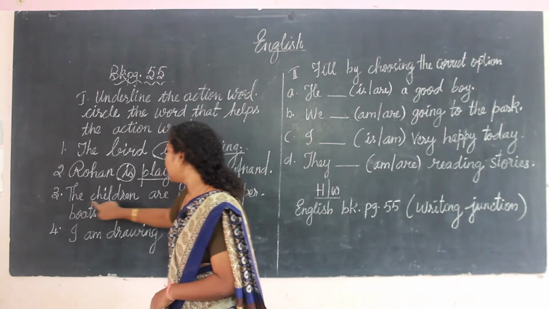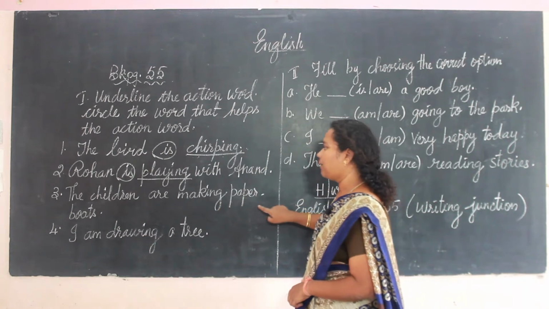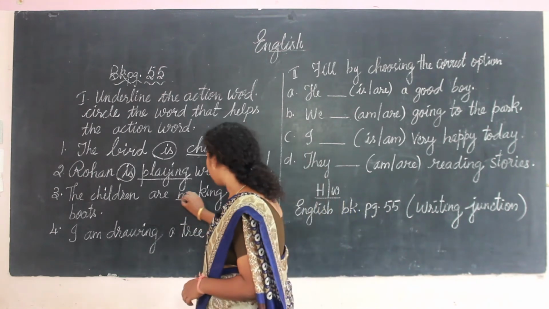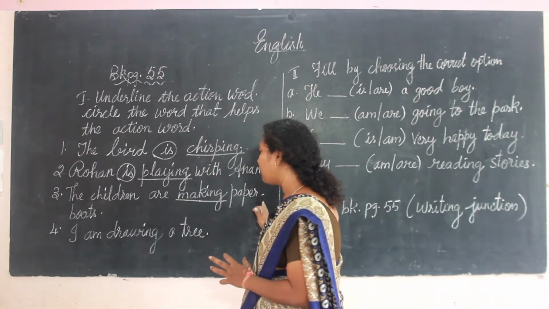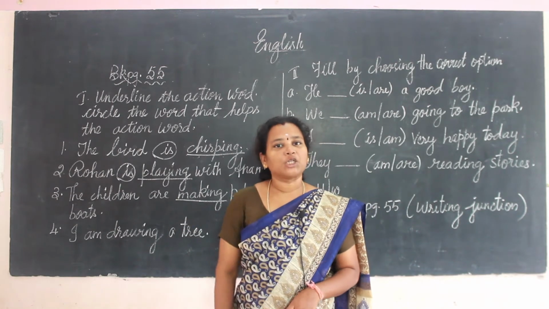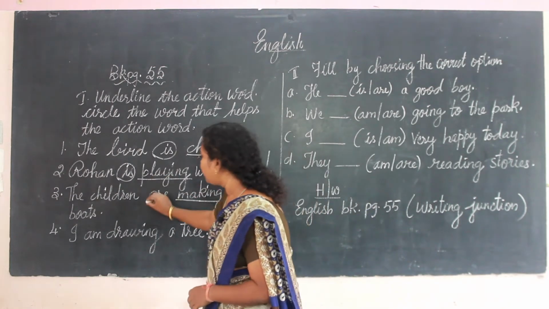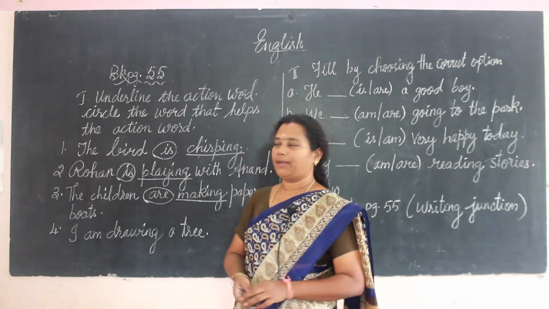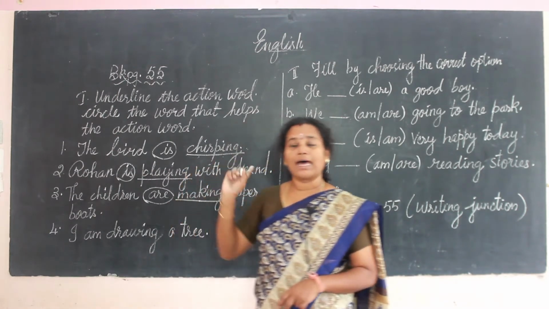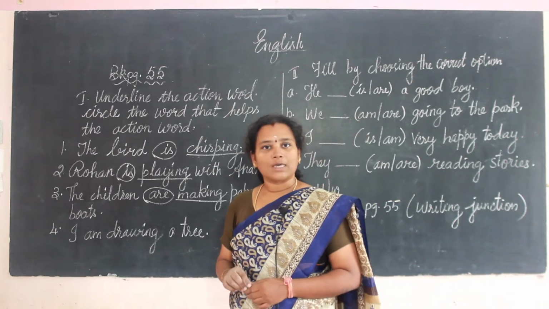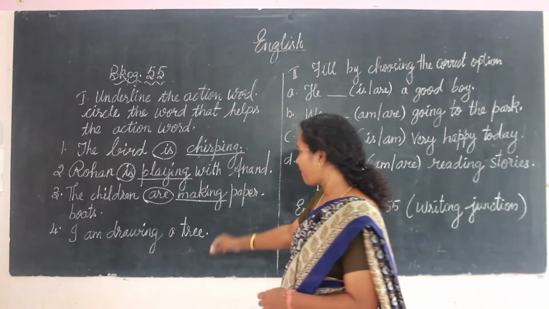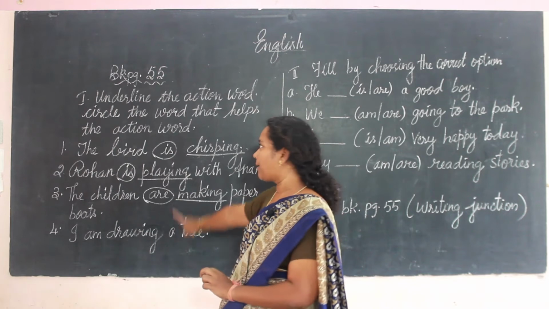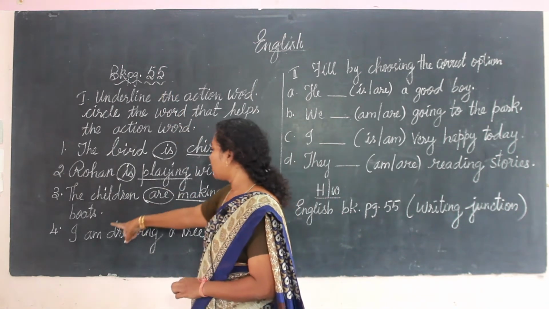Now see the third one. The children are making paper boats. What are they doing? They are making paper boats. So making is an action word. So what is the helping verb? The helping word is "are", A-R-E. So we are seeing am, is, are. In the previous videos we saw am, is, are. So with that related, we are seeing the book exercise of the English book page number 55.